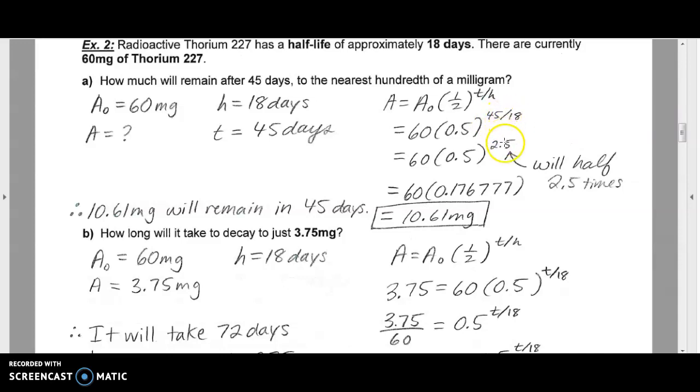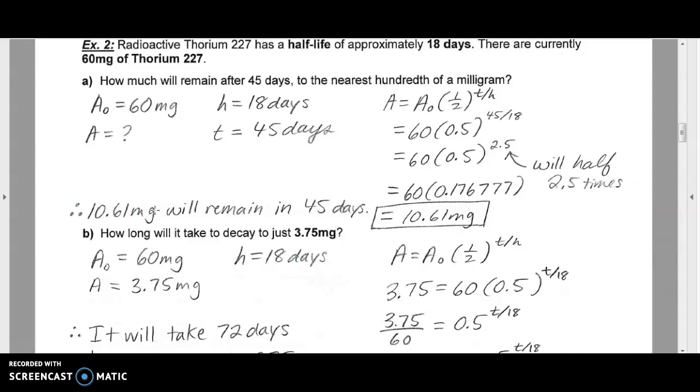You can simplify that to 2.5. And again, remember, do this part first, 0.5 to the power of 2.5, and then multiply that by 60. And that tells us after 45 days, we'll have 10.61 milligrams remaining.